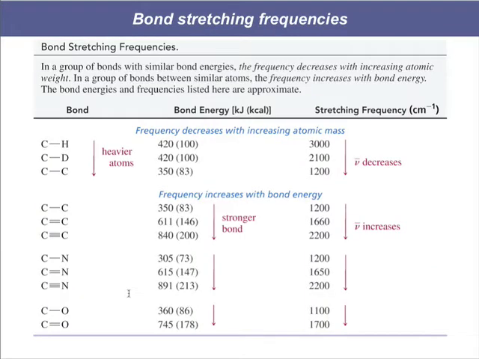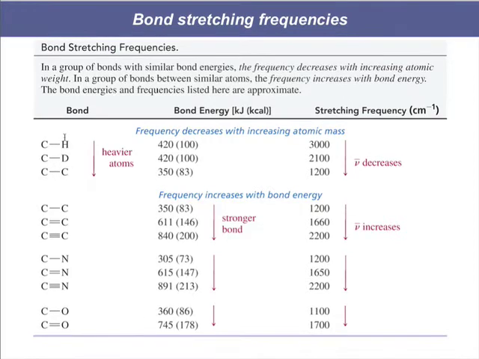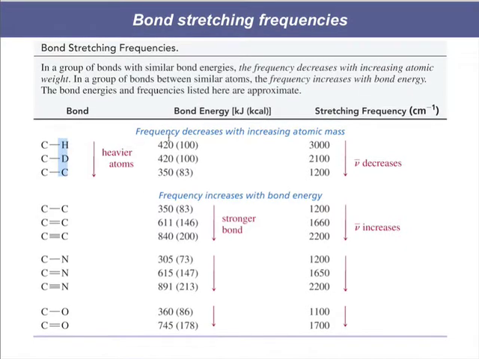Here are some examples of the bond stretching frequencies, again reported in wave number. Generally speaking, frequency decreases with increasing atomic weight. You'll see that as we go from a C bonded to an H, to a C bonded to a D, deuterium, to a C bonded to a C, as we get heavier atoms, our frequency decreases. Our energy goes down. These are lower energy vibrations from 420 to 350. And the wave number decreases, again lower in energy, from 3000 to 1200.